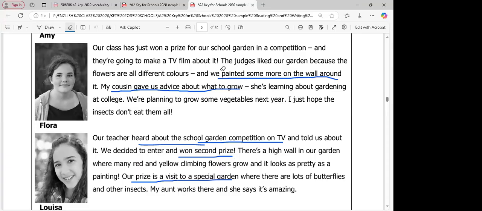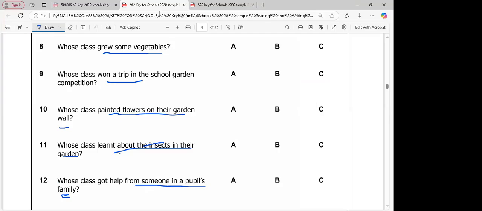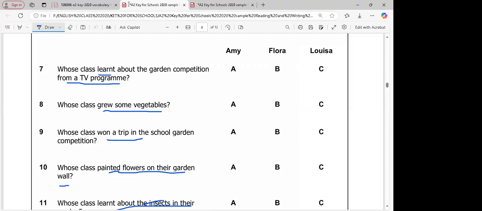So it is a continuation of the previous line. The judges liked our garden because the flowers are all different colors, and we painted some more on the wall. Okay, so Amy has painted some more on the wall, some more in the sense the flowers. So in that case, the 10th one, whose class painted flowers on their garden wall, that is Amy. Clear? Yes, teacher. So double check your answers.